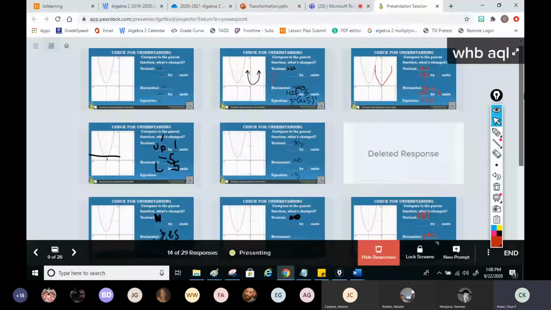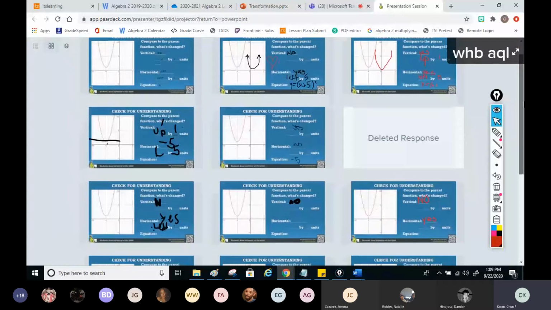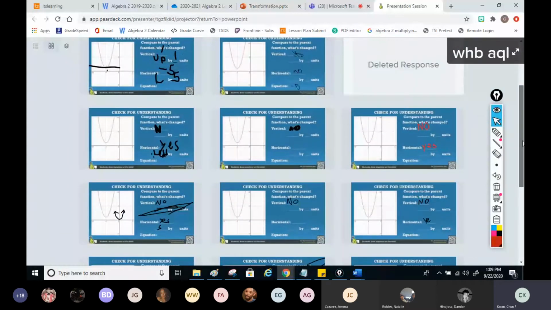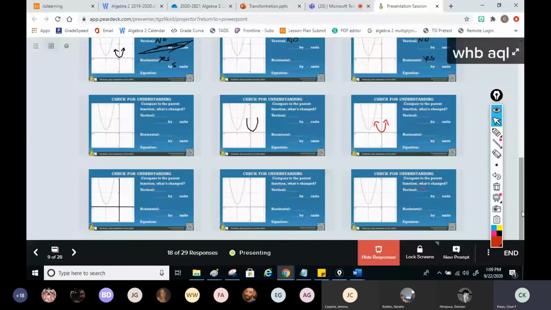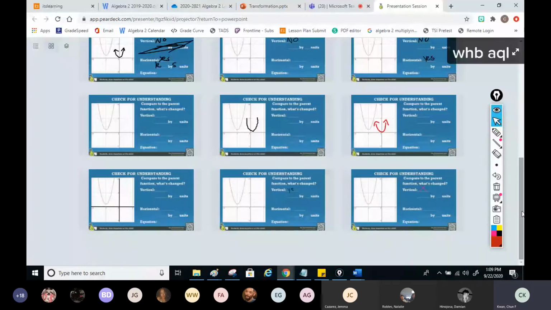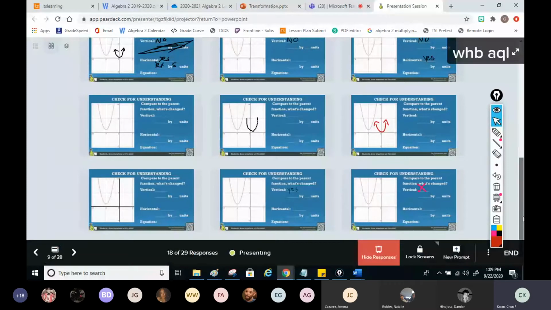And if you are done, go ahead and draw a smiley face or any symbols, anything, so I can tell if you need to work on it or if you got it already. I see some of you guys draw the parent function as well, so that's good. It's always a good idea to draw the parent function as well, so you can easily see what's changed.